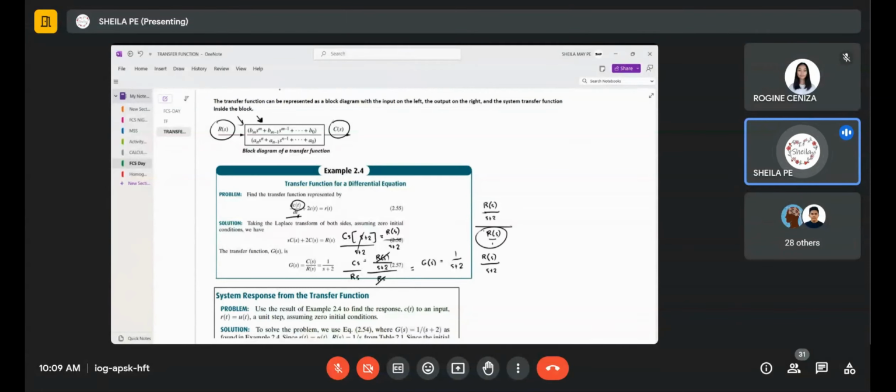You get the reciprocal of our main denominator. After getting the reciprocal, you multiply it with our numerator. So 1 over RS. Now you can cancel this one. So basically, ang makuha is 1 over S plus 2. Okay, so GS equals 1 over S plus 2.